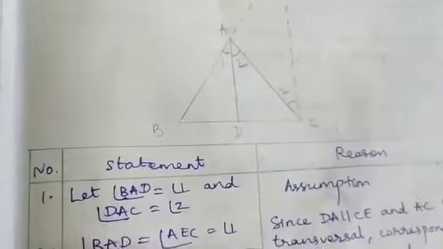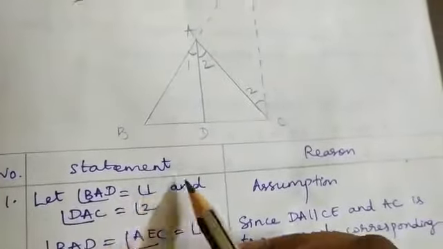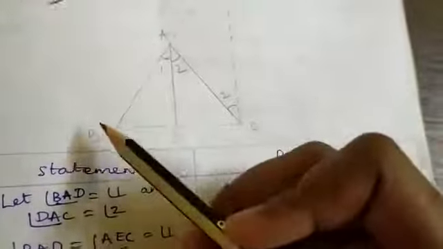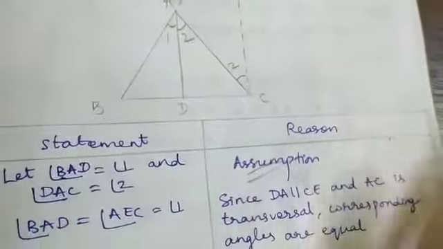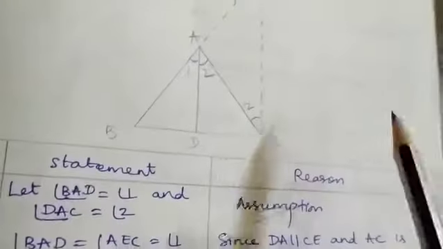Then our first statement is: let angle BAD equal to 1 and angle DAC equal to 2. Let us take it as an assumption.